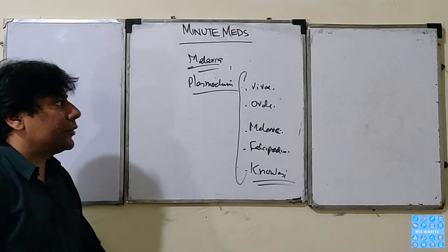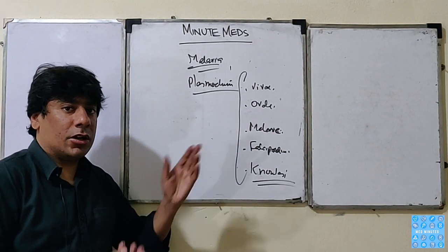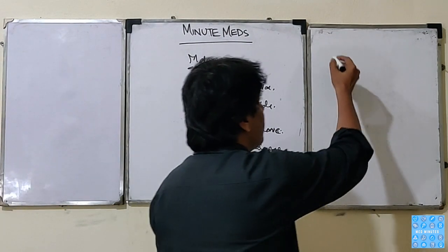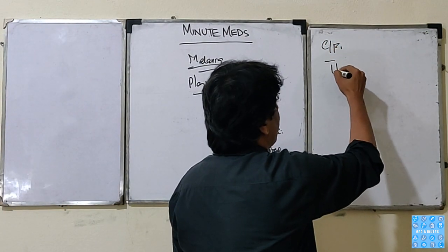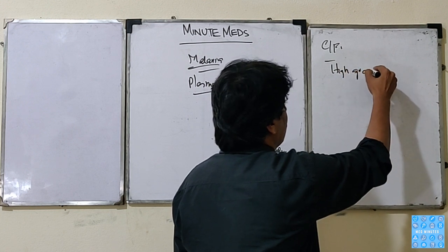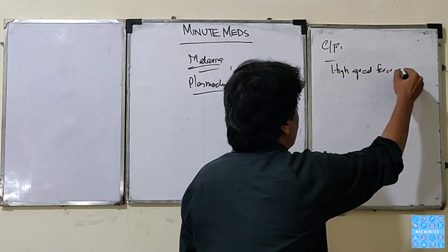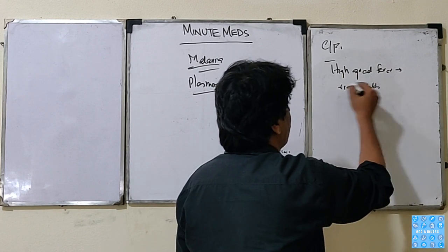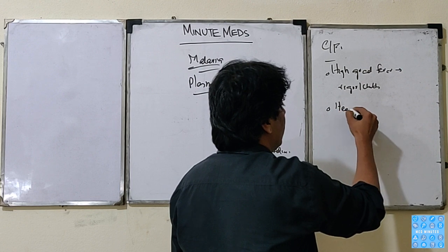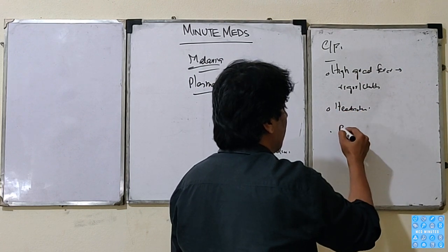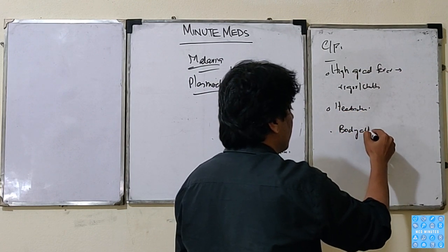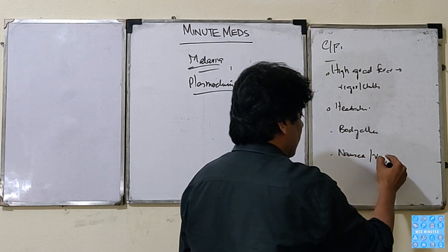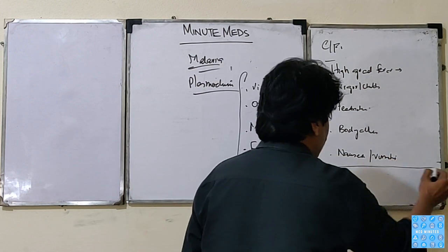Now, the pattern of the fever is almost same as dengue fever, almost same. The patient usually presents with high grade fever that is accompanied by rigors, chills, headache, body aches, nausea, vomiting, all the constitutional symptoms.